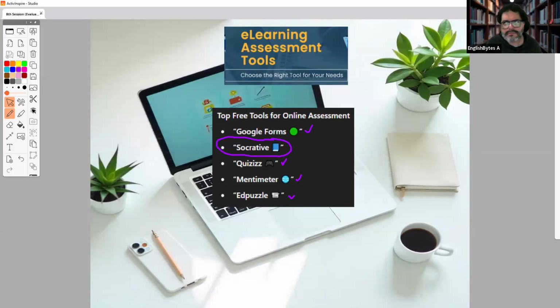Socrative is, I would say, a combination of Moodle and Google Classroom, something like that. Let's watch the video. Let me stop sharing this and let me share.